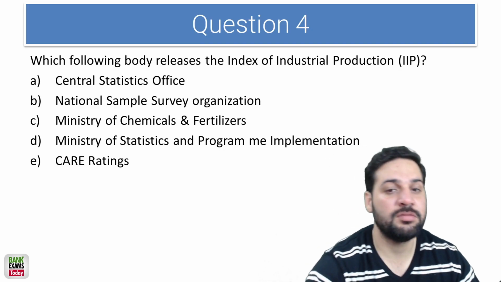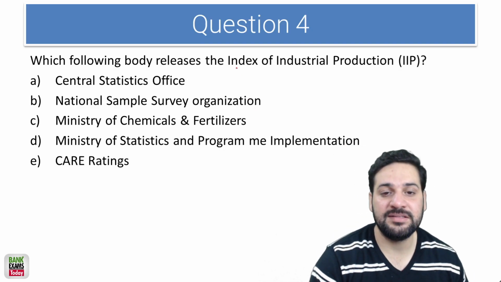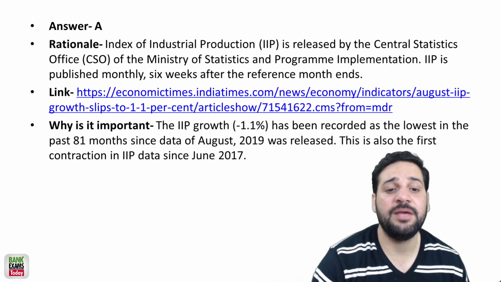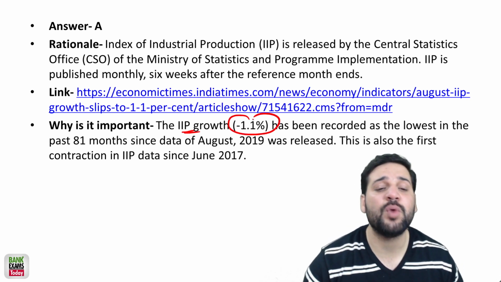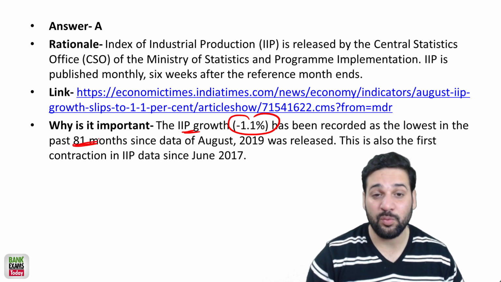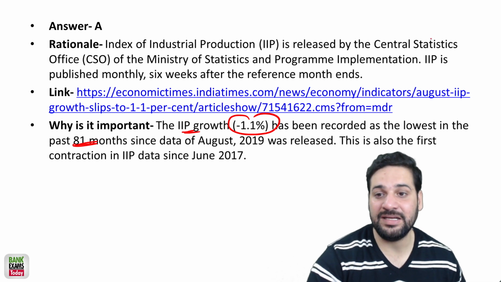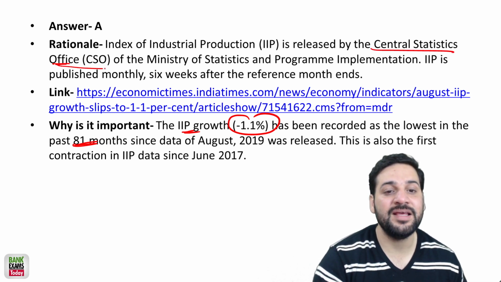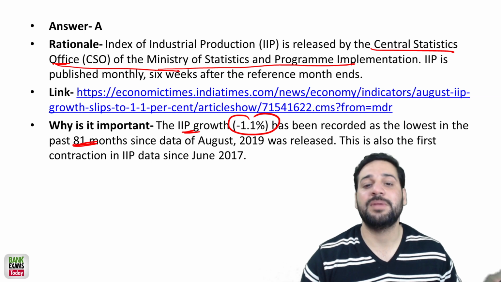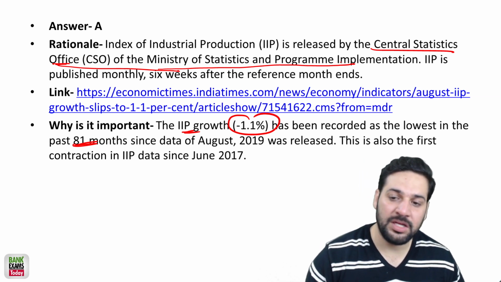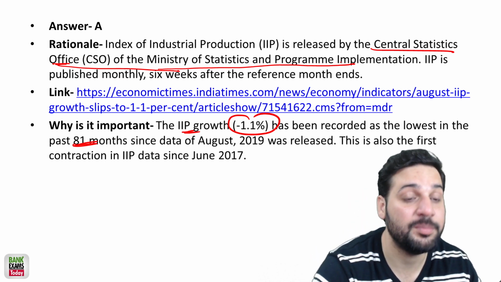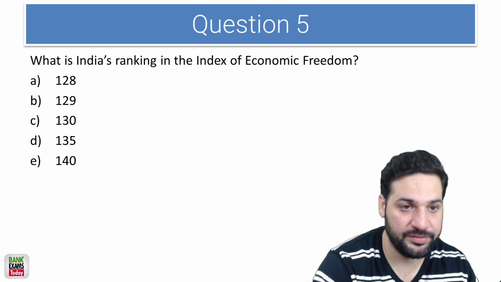So let's move forward to question number 4. Which body releases the Index of Industrial Production? That's in the news. Why? Because of the IIP number. There was a negative growth of minus 1.1%, the lowest in the last 81 months. That is why it is in the news. The Central Statistics Office, the CSO of the Ministry of Statistics and Programme Implementation, releases this data on a monthly basis, right? The lowest number in the last 81 months, so it is actually like a disaster at the moment. So the correct answer is A, Central Statistics Office.